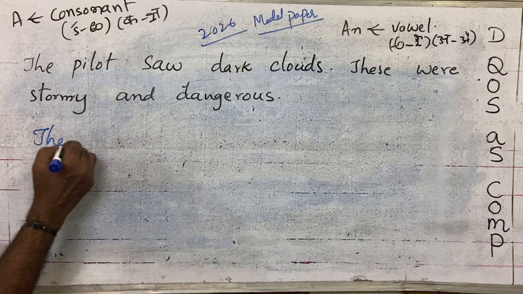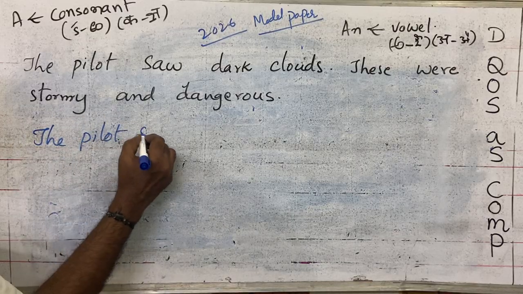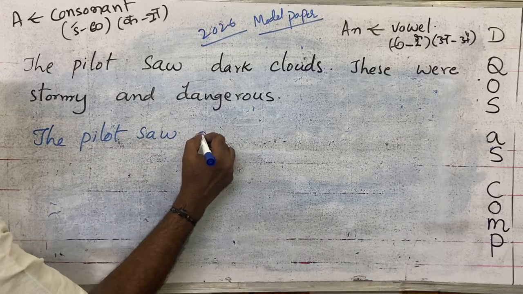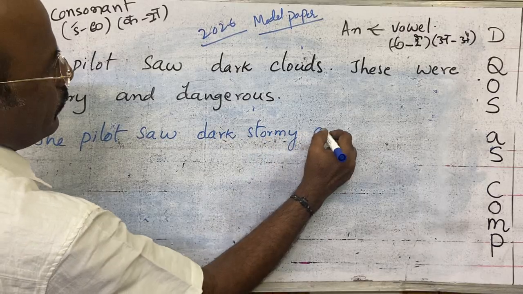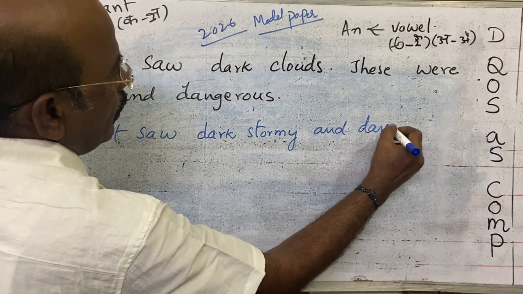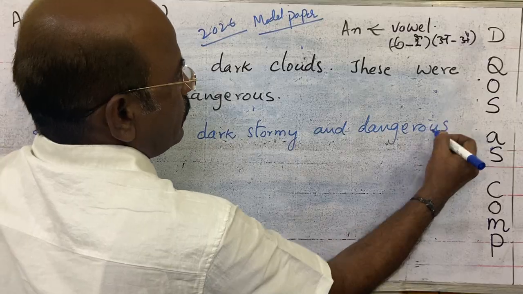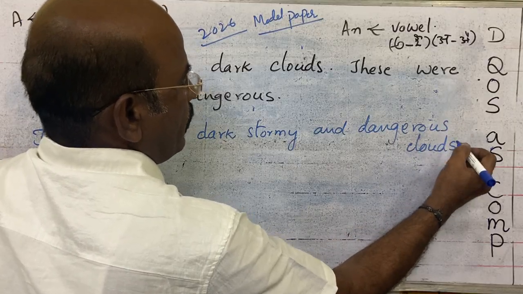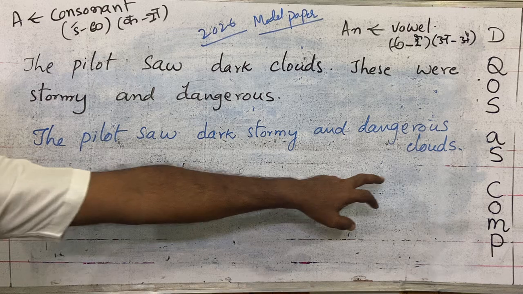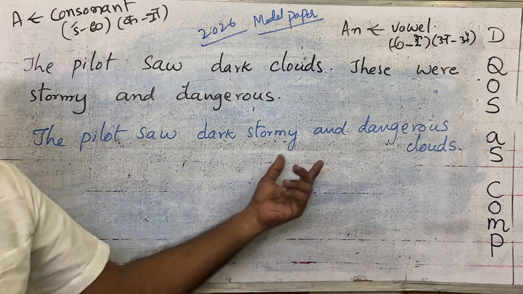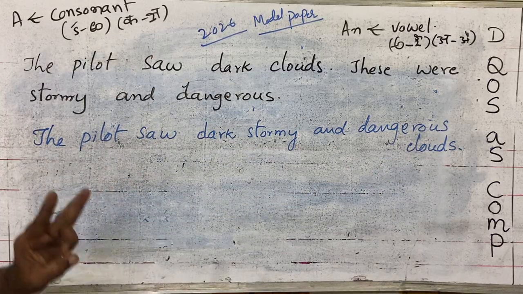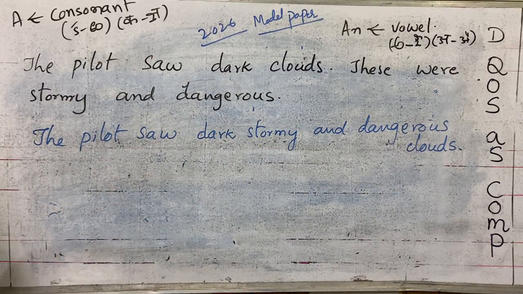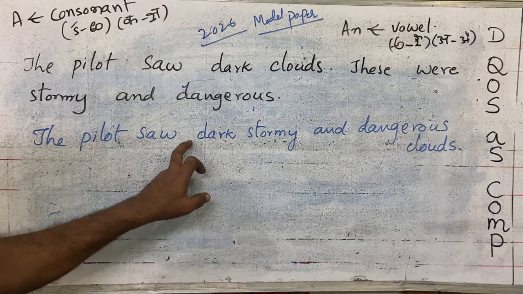So that's why now we are taking: The pilot saw dark, stormy and dangerous clouds. So here the noun is modified with stormy and dangerous, and the color is also given first in the series. The pilot saw dark, stormy and dangerous clouds. Of course, here you can use 'the' also.